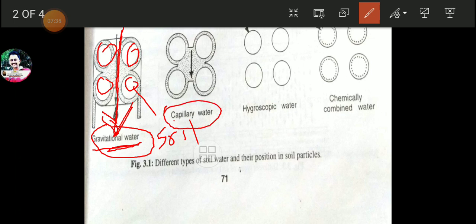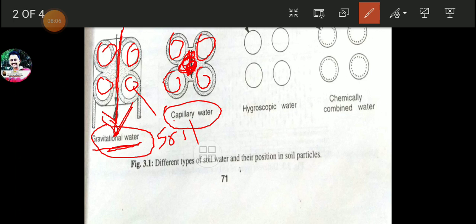What is capillary water? Here also, these circles are the soil particles. Among these soil particles, we can see an arrow here, isn't it? So capillary water is nothing but the water which remains present in the intercellular spaces. This water we can see, I have made a red mark.